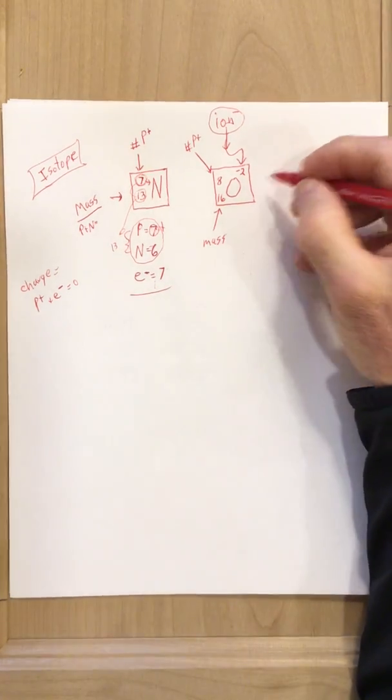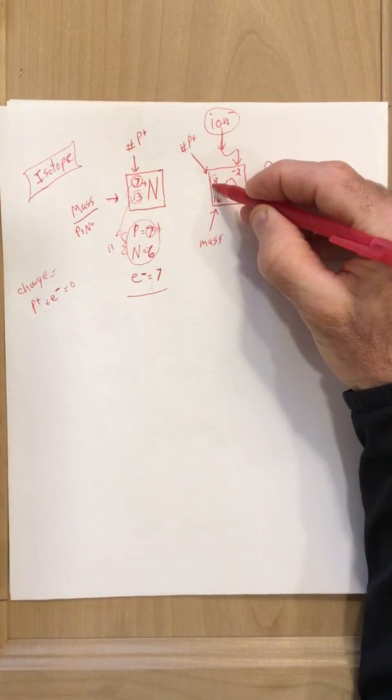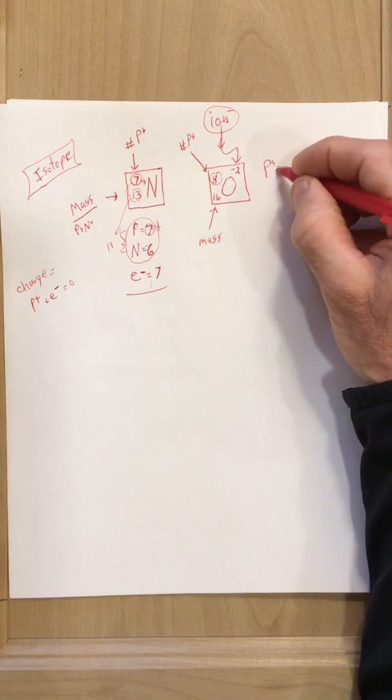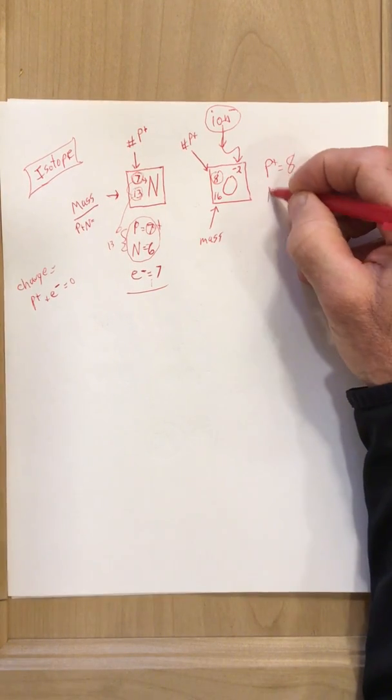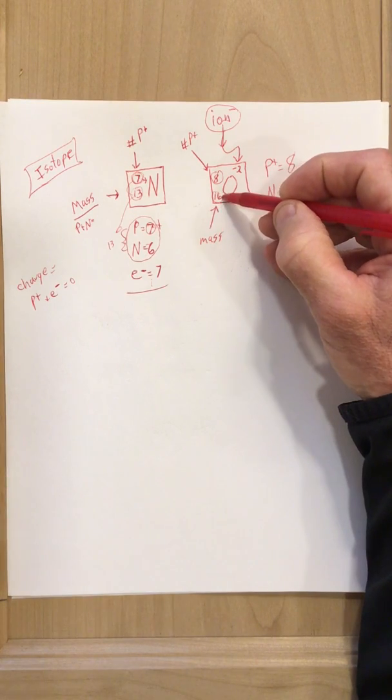Let's do oxygen. So oxygen over here obviously has 8 protons, okay? And then when we're talking about neutrons, well, this is the mass.